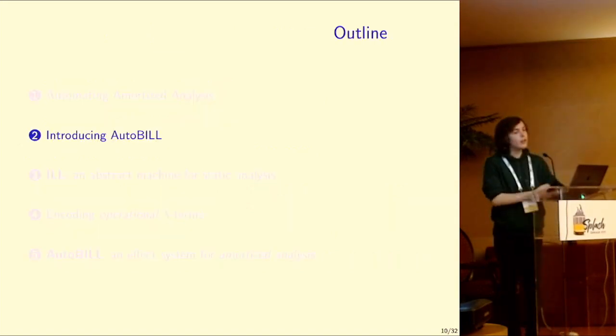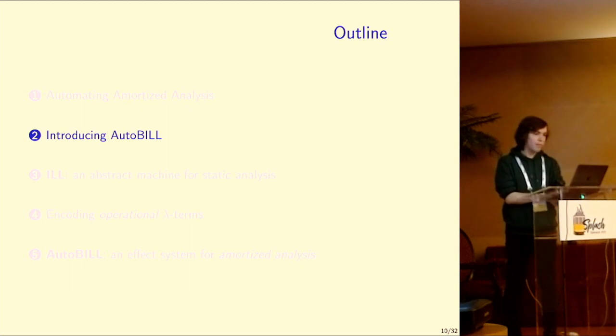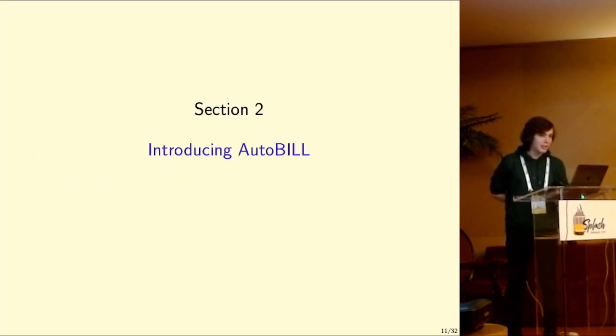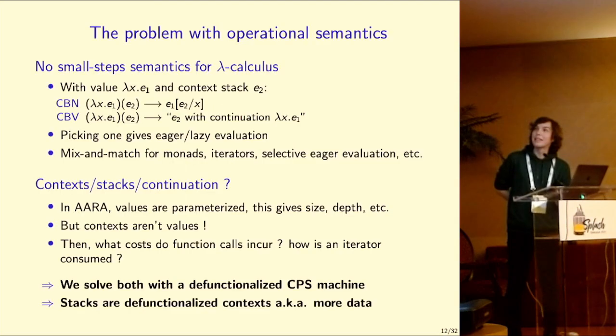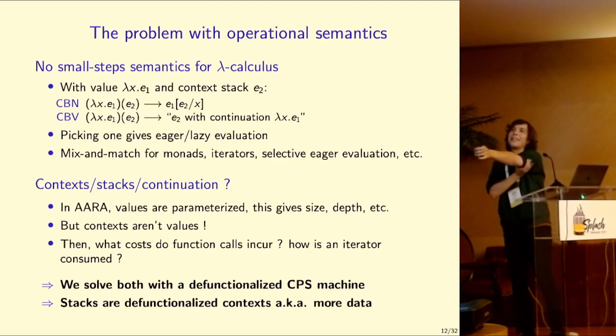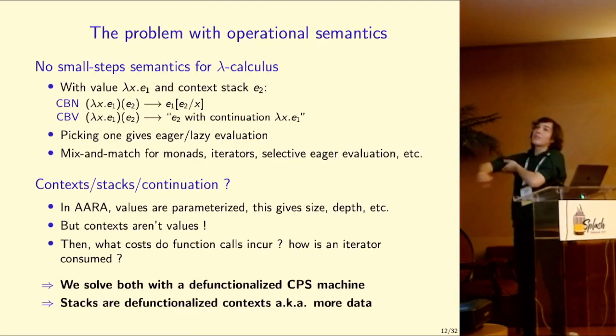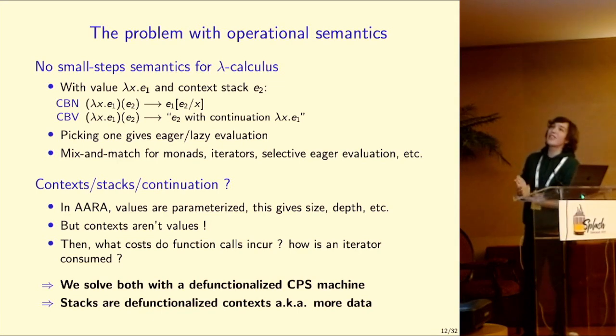So what are we doing, how do we implement this in our system? The main problem that lambda amor has that we're trying to solve is that there are no universal small step semantics for lambda calculus-based languages.